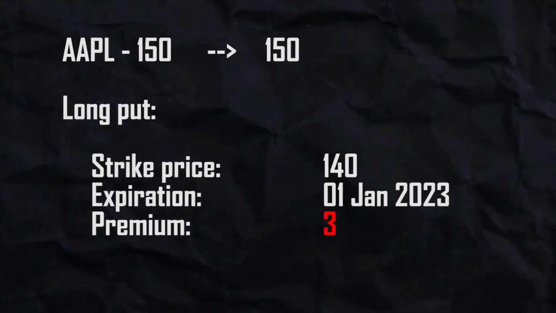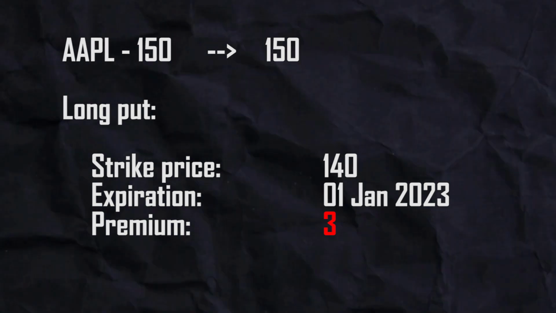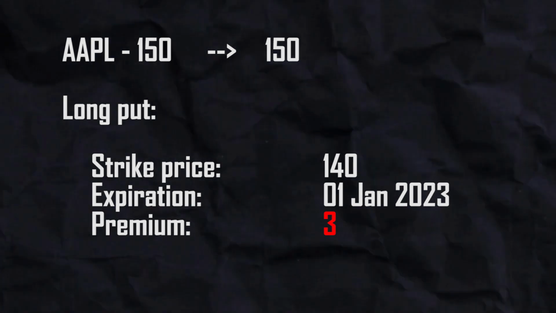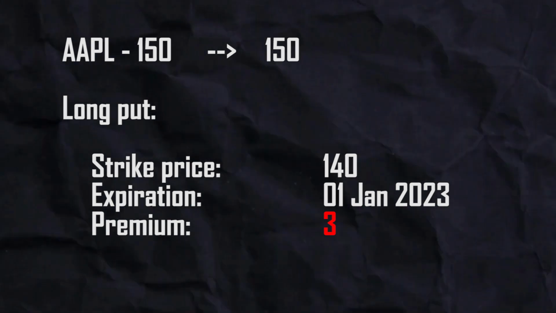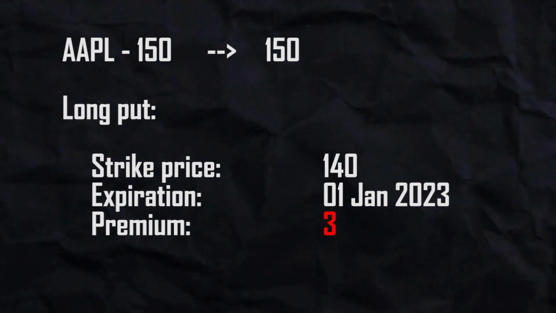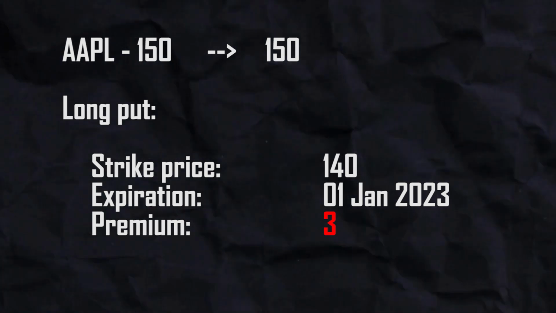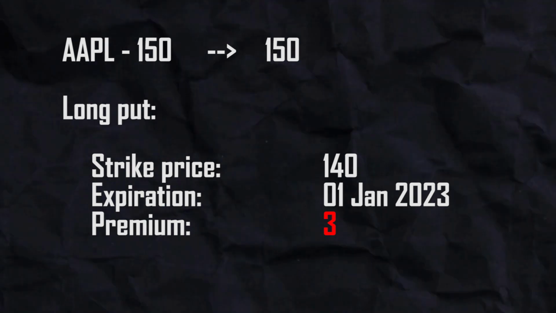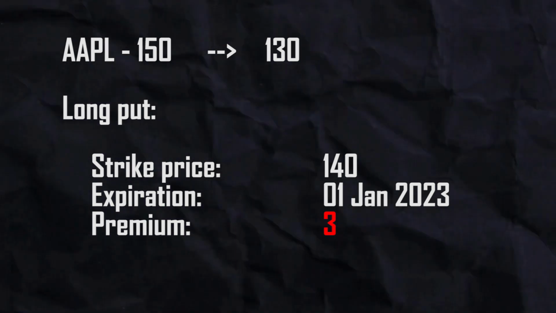Let's say Apple still trades at $150 per share. Now the right to sell 100 shares of Apple at $140, so basically our put option contract, is worthless because why should we sell 100 Apple shares at $140 if we could just sell them at $150 on the market?